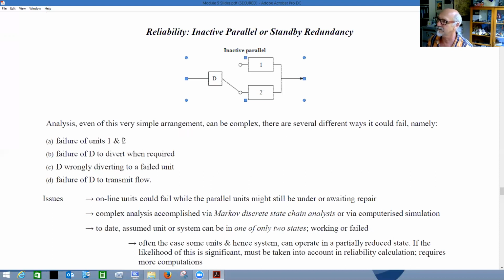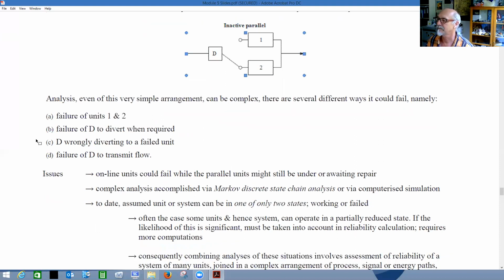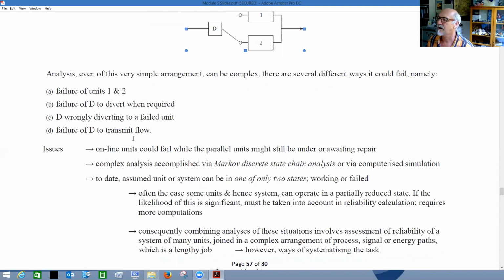So number 1 and 2 can fail, 2 pumps maybe. Failure of D to divert when required. D wrongly diverting to a failed unit. In other words, as you're switching through, you're thinking you're switching over to the one that's operating, and of course the failure of D to transmit the flow, so nothing can occur. So they're the range of failures that can occur. Another issue: online units could fail while the parallel units might still be under or awaiting repair.